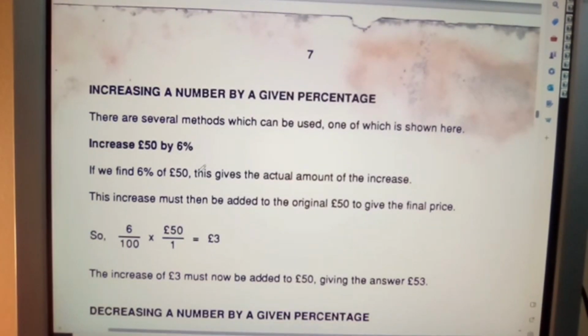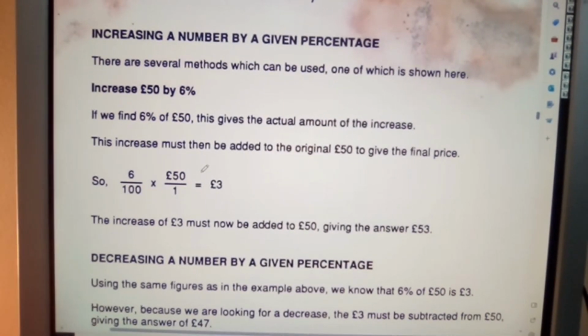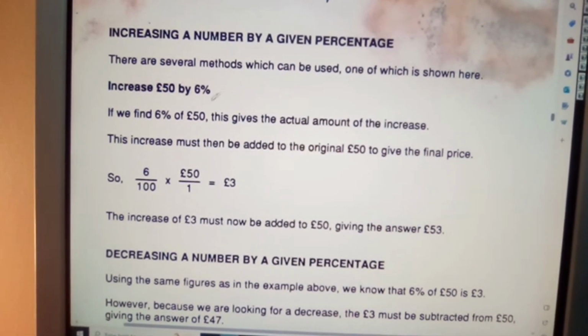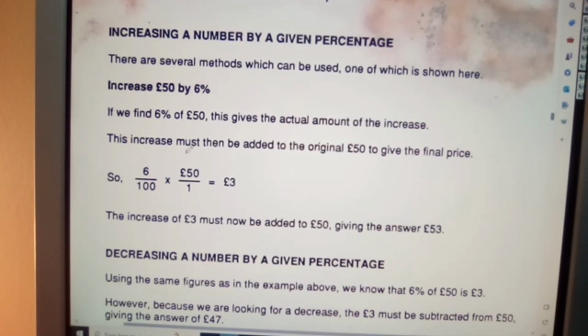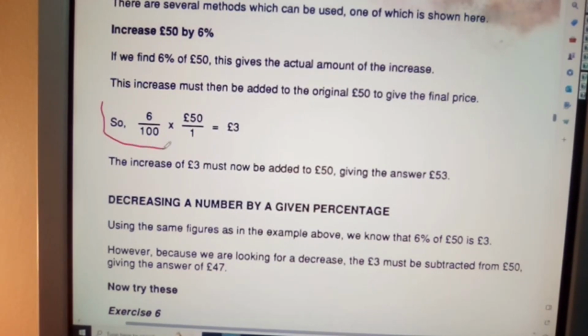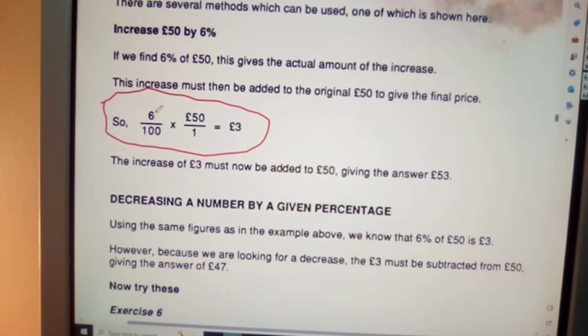Get these done for me as well. I don't want to spend a lot of time telling you this. Increase a number by a given percentage. Here you've increased £50 by 6%, and here you have the solution. Always look for the solution, look at how they have done it and apply that process.